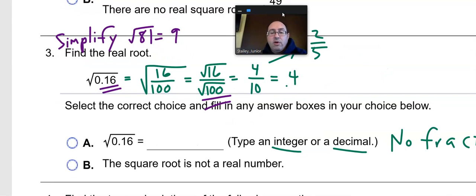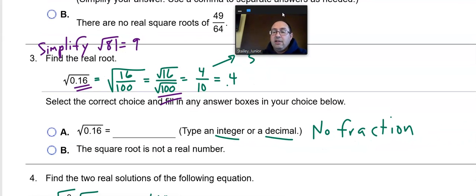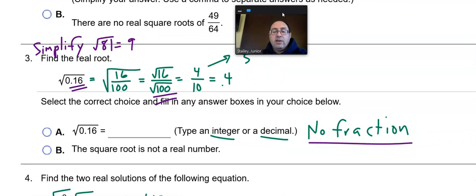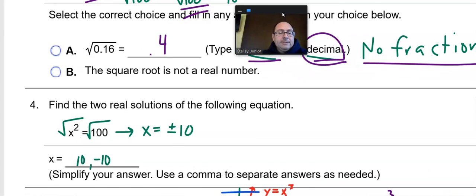But they didn't ask for a fraction. If you look at the way they've answered, they basically ruled out fractions. They want integers or decimals. So obviously it's going to be a decimal. 0.4 is the final answer for this question. Okay? Yes, I know it's 2/5. But they didn't ask for a fraction. Otherwise, if they'd asked for a fraction, then yes, MyMathLab would have wanted 2/5.